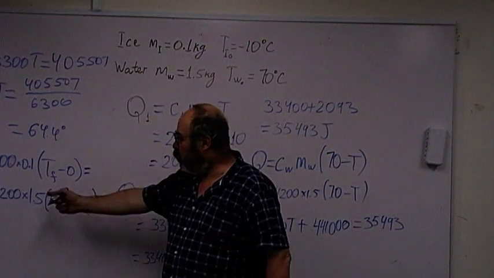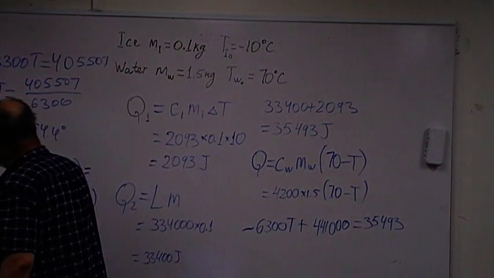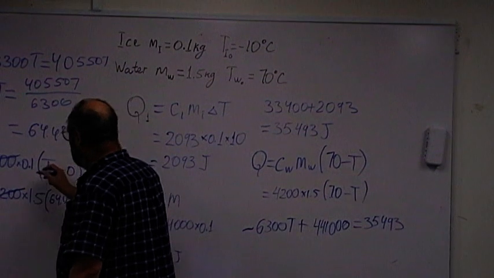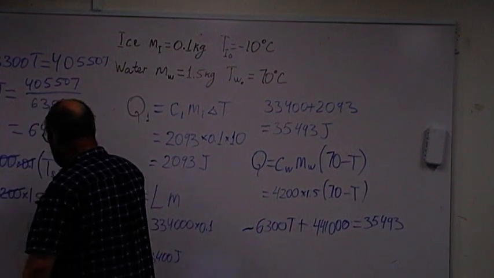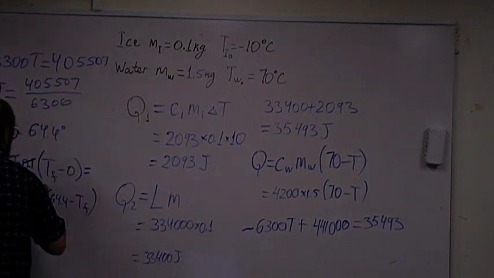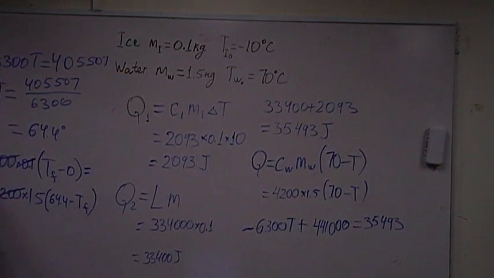Now we need to solve. The 4,200 cancels out. We divide both sides by 0.10, that makes this 15. And we expand brackets, so final temperature equals 15 plus 15 times 64.4.